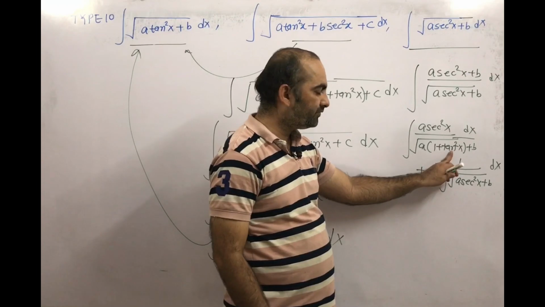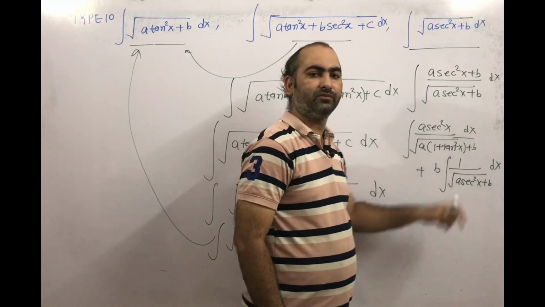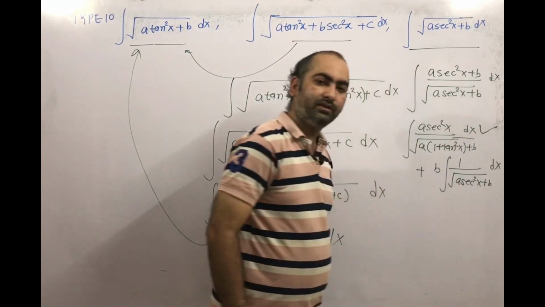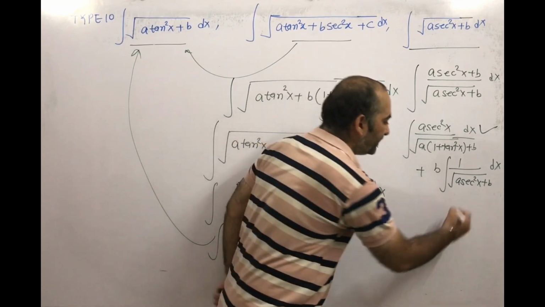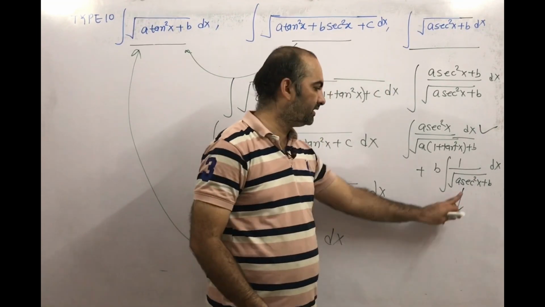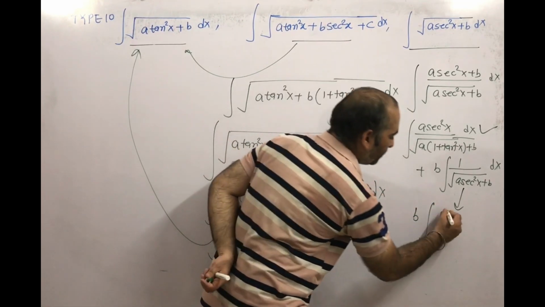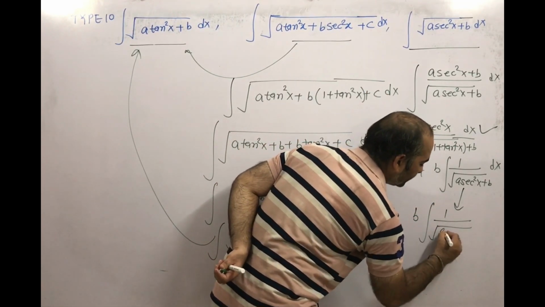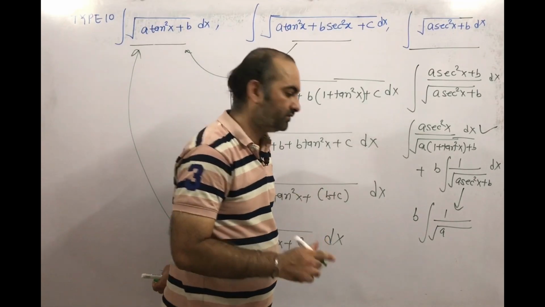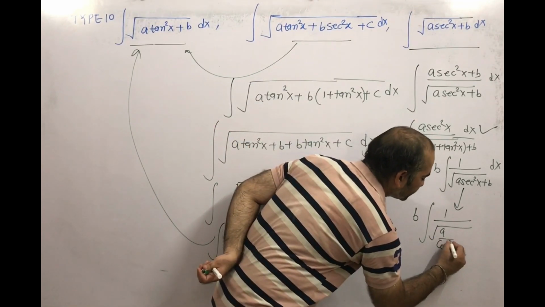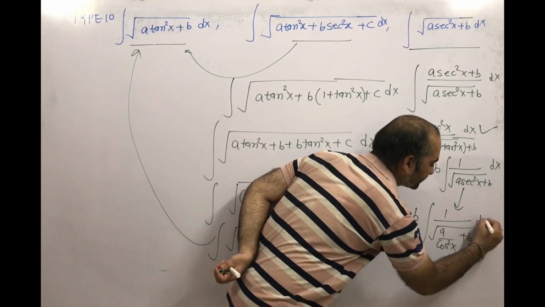Now here tan x, if you take t, then numerator will become dt. So like that we can integrate this one. Then how to integrate this one? So to integrate this one, what we will do? We will convert in terms of sine and cos. So here what comes, b integration of 1 divided by root over a secant x, what? 1 by cos x. So this will come a divided by cos square x plus b into dx.